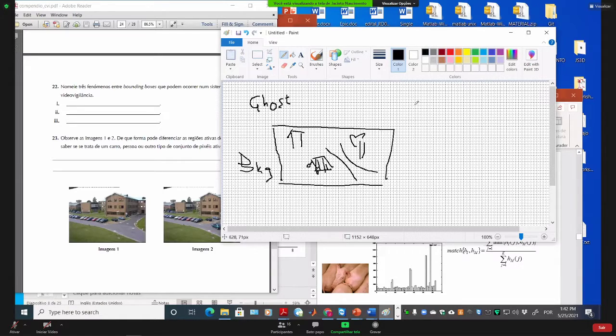And at some point, the car starts to move. So you have a building.